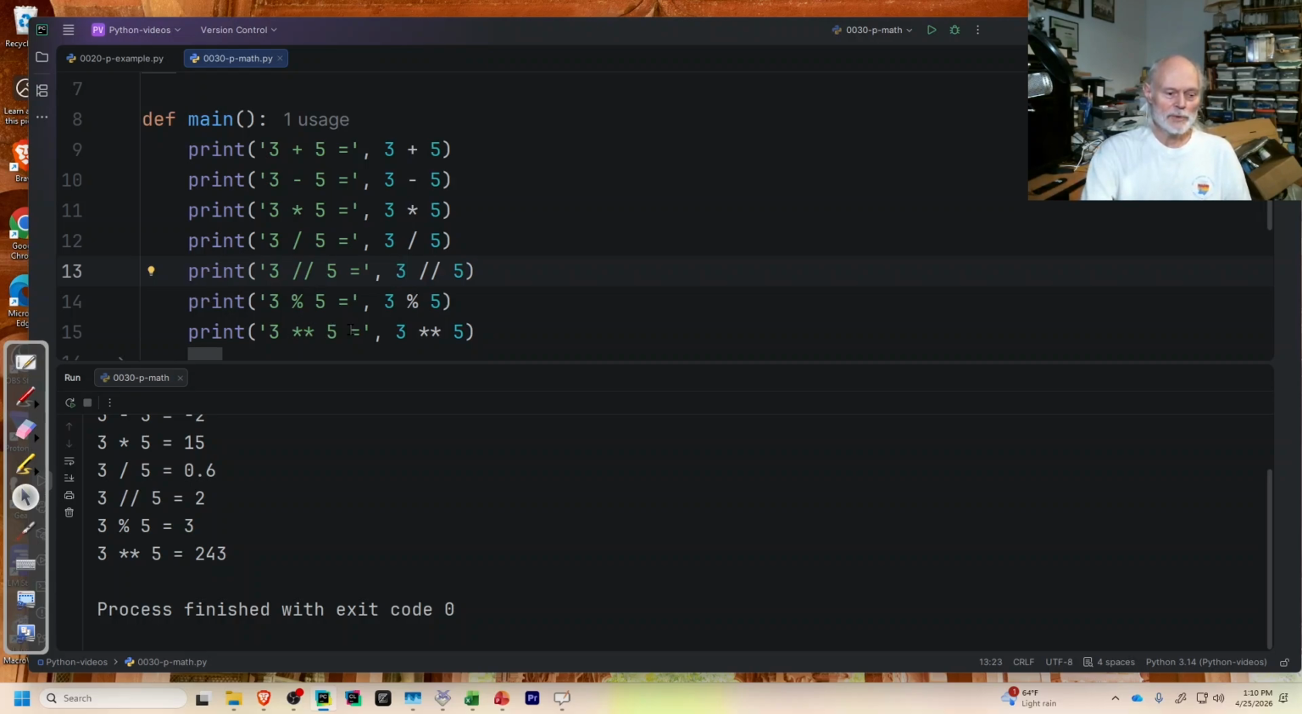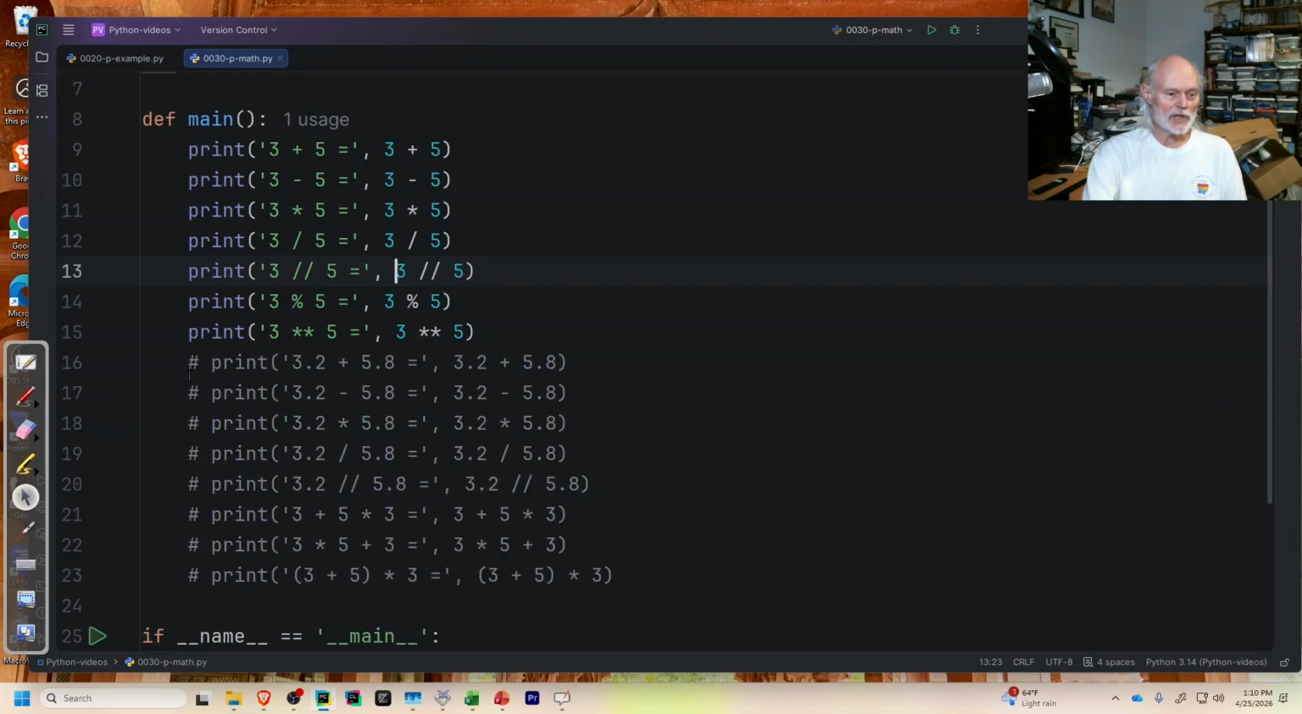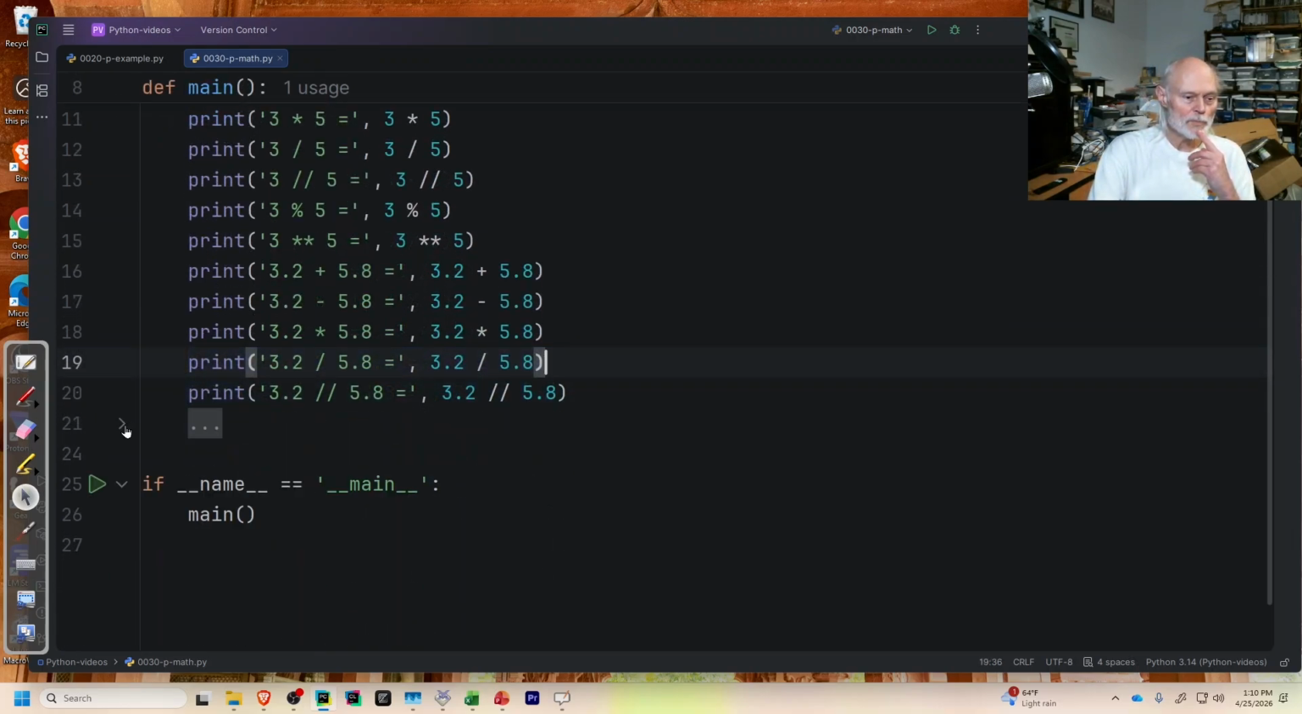And the 3 raised to the 5th power gave us 243. That's 3 times 3 times 3 times 3 times 3. And all that was done with integers. Now I can work with floating point numbers as well. I've got some floating point numbers, so 3.2 and 5.8 for all of them, and I've done the same operations.